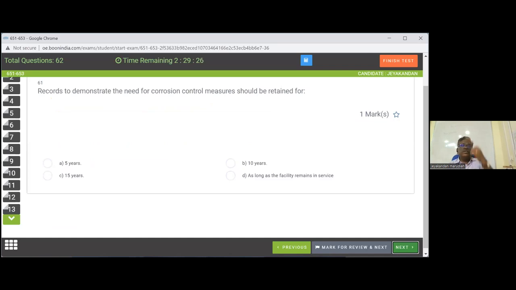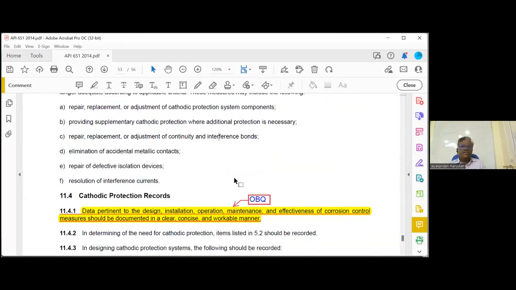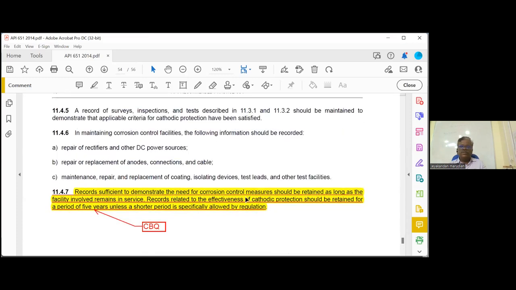Records to demonstrate the need for corrective action should be retained. No, records to demonstrate the need for correction: 5 years. Here, 5 years. This is sort of large. No, records to demonstrate it should be kept as long as the facility exists. So there are two things here. Records sufficient to demonstrate the need, and records related to the effectiveness, 5 years.